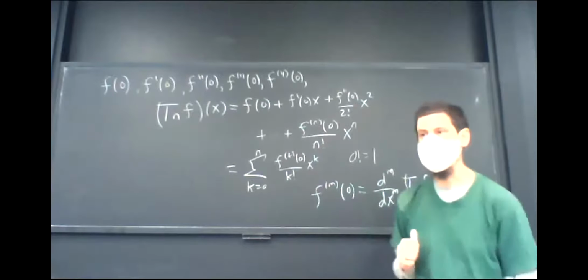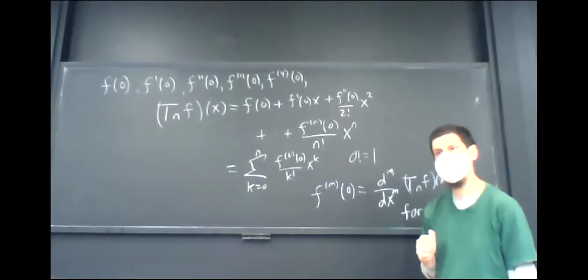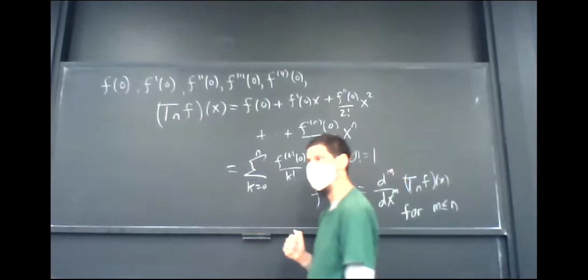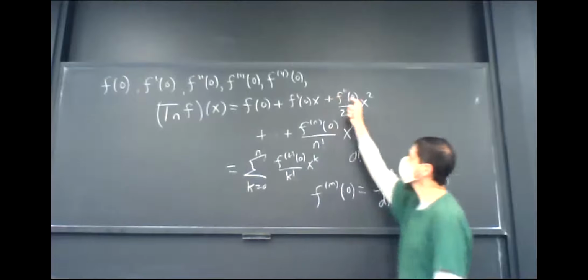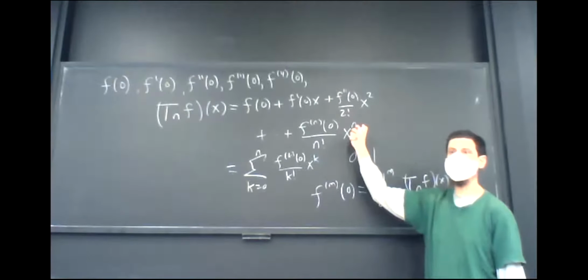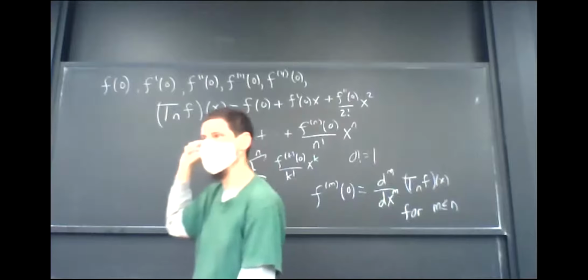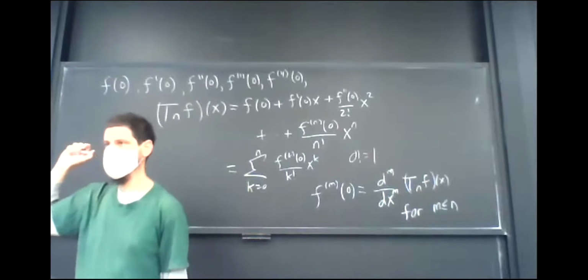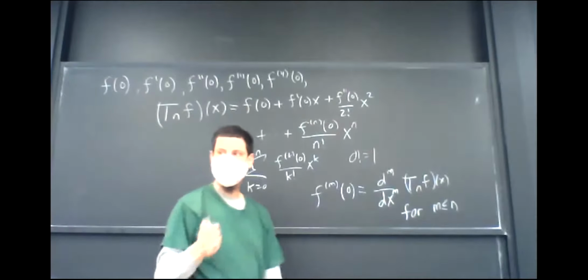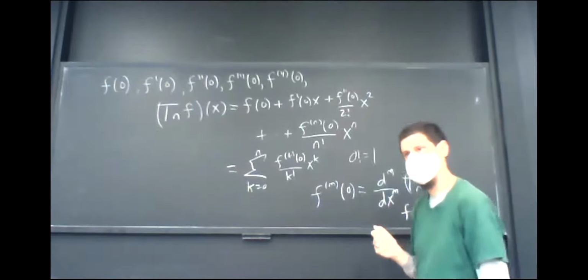So what would we get if we took n plus 1 derivatives? Does everyone agree that this is a polynomial? What's the degree of this polynomial? N. What happens if you take n plus 1 derivatives of a polynomial of degree n? It's 0.